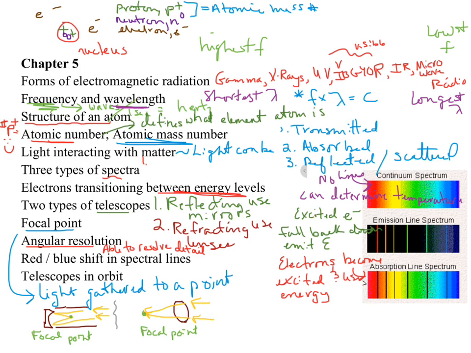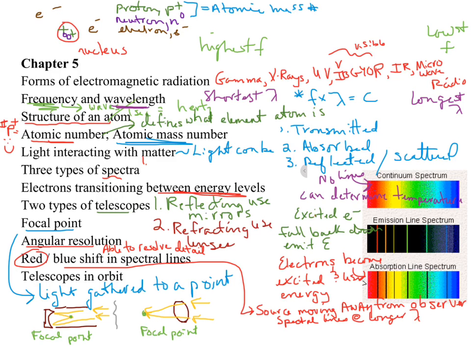Then I have redshift and blue shift. Starting with redshift: redshift occurs when the thing emitting the sound or the light is moving away from the observer. Something's moving away from you, and it gives you a redshift. If what you're looking at is giving you spectral lines, that redshift is going to cause those lines to go to longer wavelength.